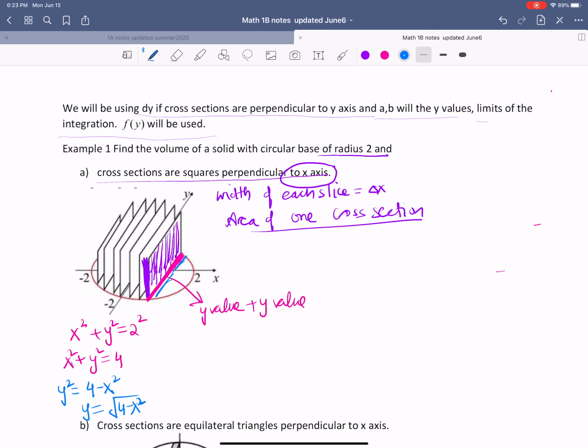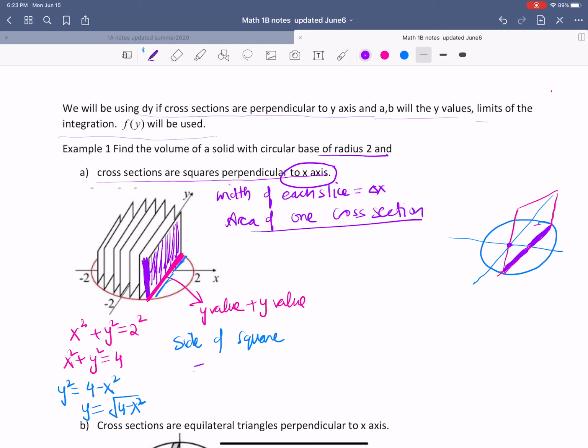But I'm talking about the length of the side of the square, and length is never negative, so I'm going to keep the y as square root of 4 minus x squared. So here's the y value that I'm talking about. This y value is equal to square root of 4 minus x squared. This y value is also square root of 4 minus x squared, and that's where your origin is.